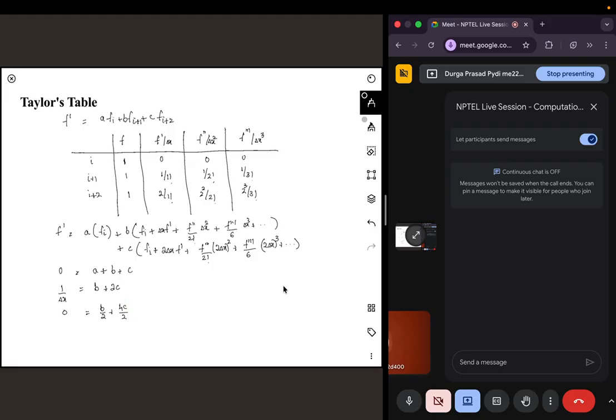So alternatively, from the Taylor's table, you can directly write the equations. So just multiply this with the corresponding coefficients a, b, c. So a plus b plus c equals to 0, first equation. For f prime we have b plus 2c equals to 1 by delta x, and for f double prime a into 0 plus b by 2 plus 4c by 2 equals to 0. So when you solve these three equations, we'll get the values of a, b, c.